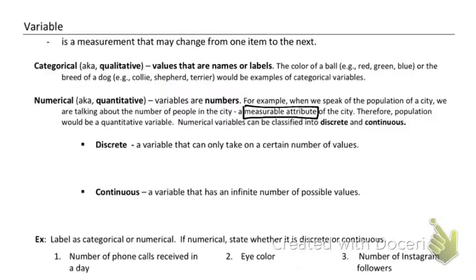So let's look at those two examples I just did. For discrete, I said age. I'm going to circle age in just a second.